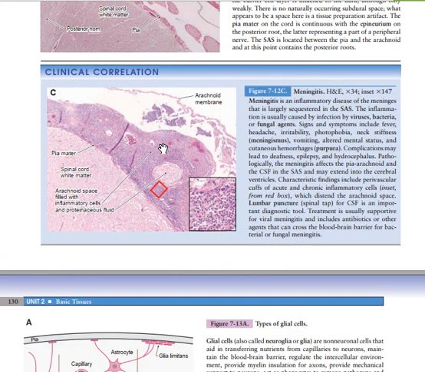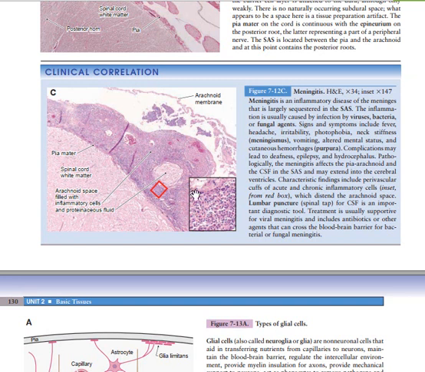Now the clinical correlation is meningitis. Meningitis is just an inflammatory disease of the meninges. Full stop. That's meningitis. The inflammatory disease of the meninges is mostly of infectious origin, but we may have other forms of meningitis, which may also be due to autoimmune irritation of the meninges. So meningitis, inflammatory disease of the meninges, mostly of infectious origin.